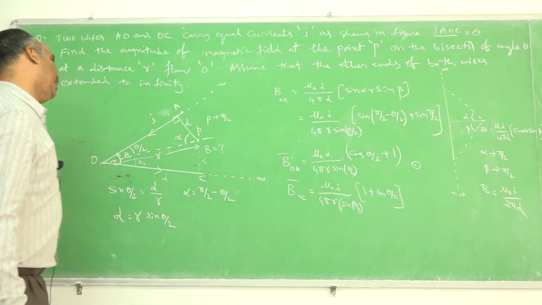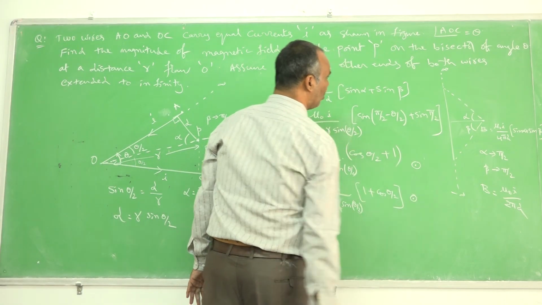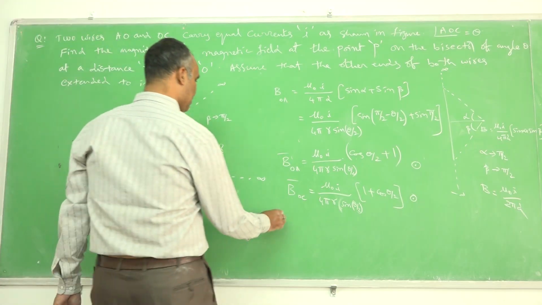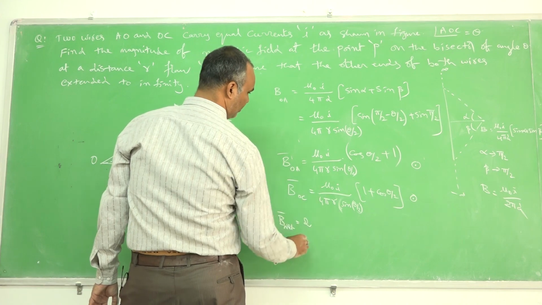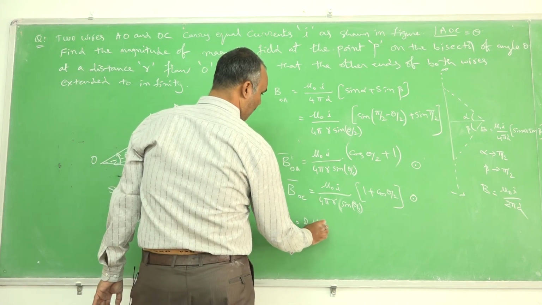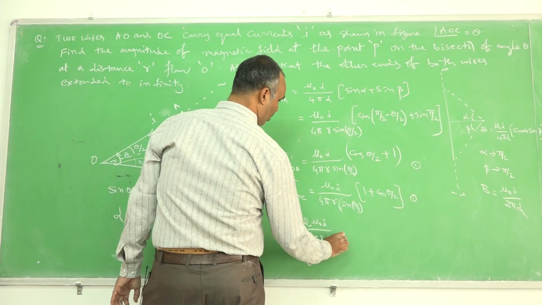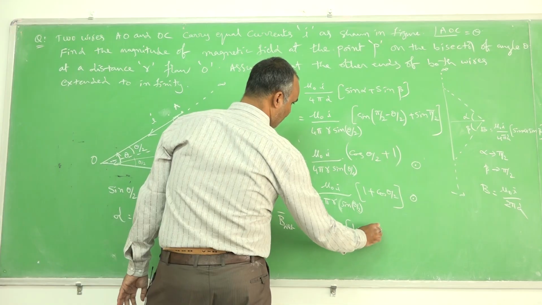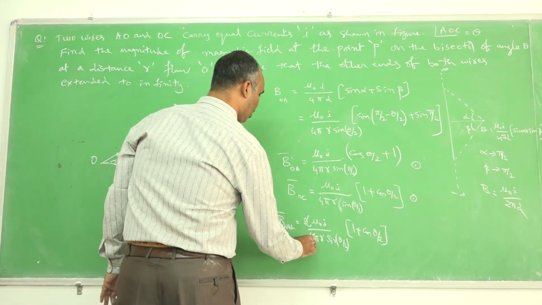Net field at P is also out of the paper. B net is 2 times of this: 2 mu naught I by 4 pi r sin theta by 2 into 1 plus cos theta by 2. This will go for 2 times.